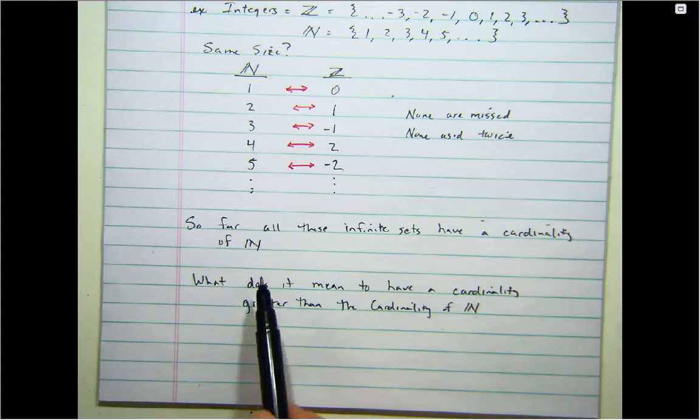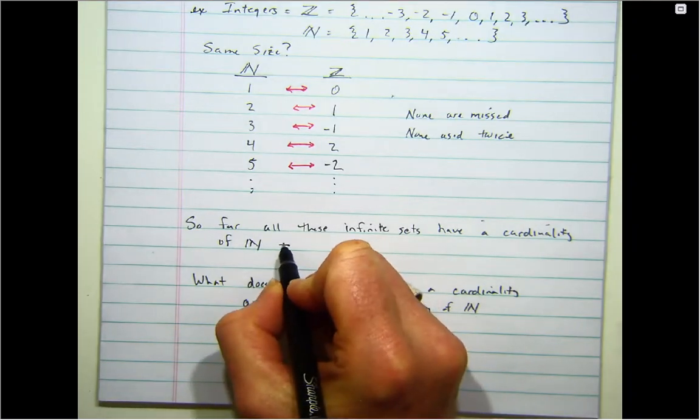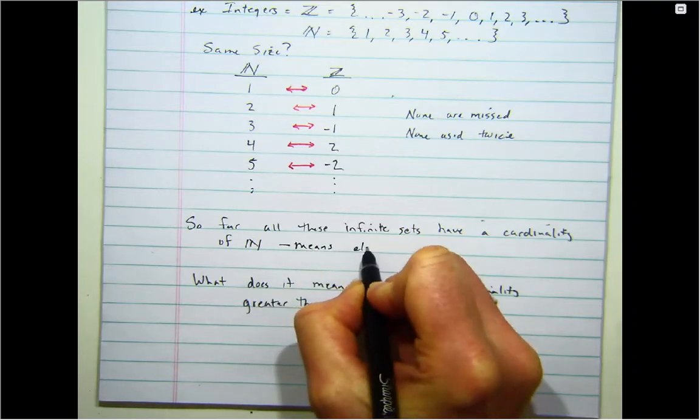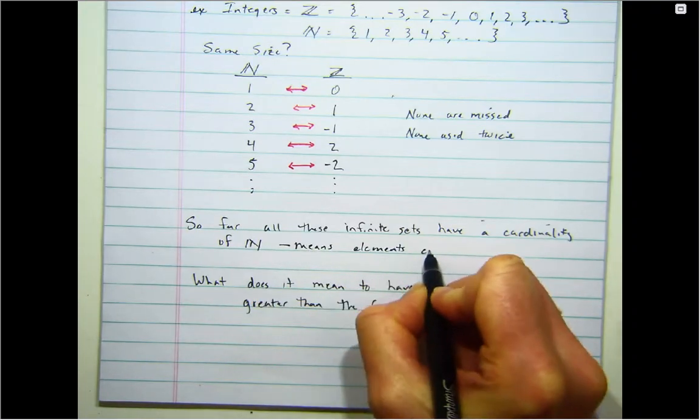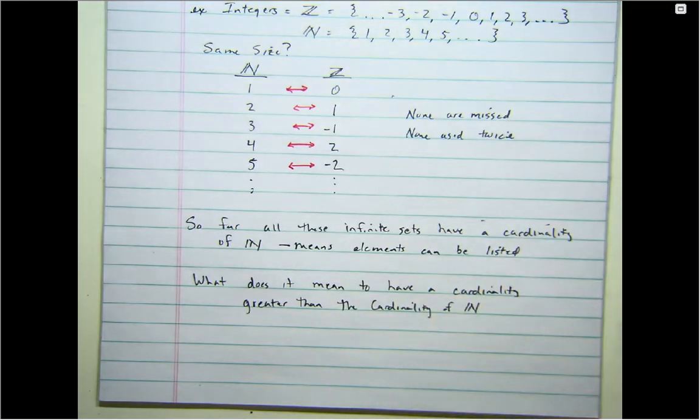Well, to have the same cardinality as N means the elements can be listed. It means the elements can be listed, okay? Because that's what a list is, right? You number a list 1, 2, 3, 4, and so on. If we have an infinite set whose elements can be listed, then it will be the same size as the natural numbers. So let's look at another prospect.